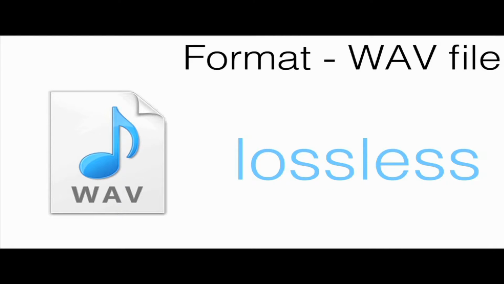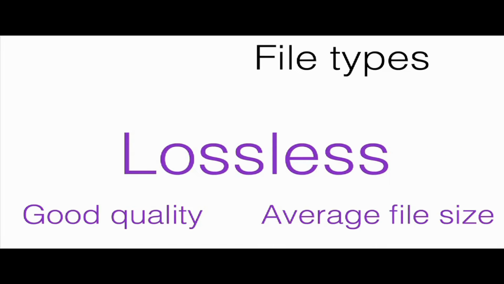WAV is a file format for uncompressed audio files. It uses lossless sound. Lossless is a FLAC file type and it is compressed, but its quality is not compressed. The file size is an average size and the quality of it is good compared to an uncompressed file.